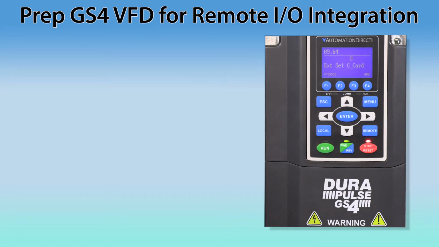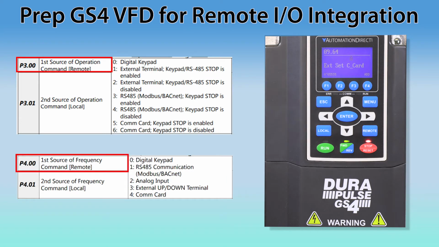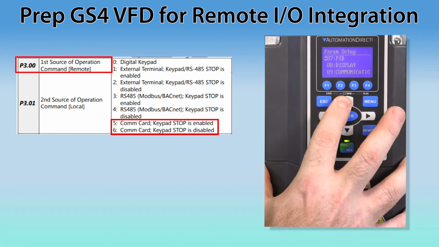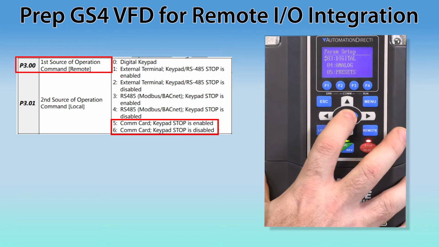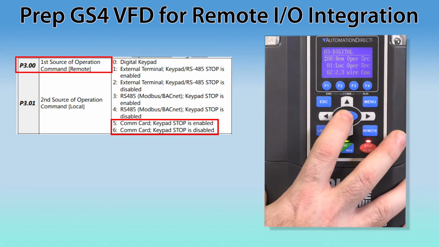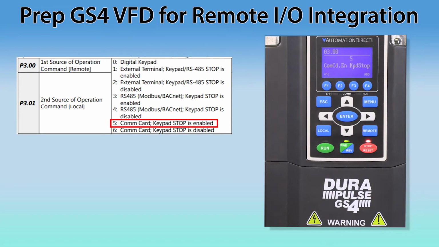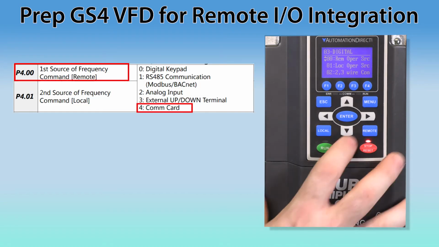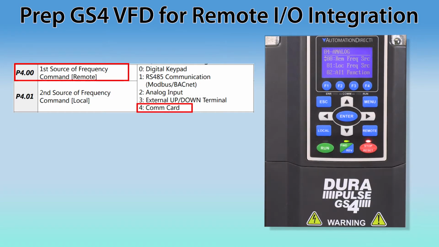Now we need to set up the drive so that it can be controlled via the COM card. There are 2 parameters that are involved in this, P3.00 and P4.00. P3.00 is about controlling the drive's run-stop circuit, and P4.00 is about controlling the speed. Now, when you go into P3.00, you'll need to select either option 5 or 6, and this depends upon if you want the keypad stop enabled or not. Now, I want the keypad stop enabled for my project, so I'm going to select 5. For P4.00, you'll need to select 4.